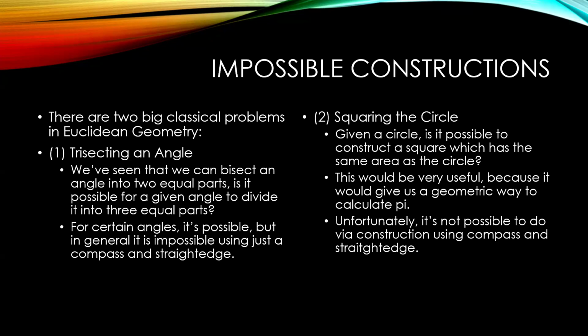Another one is squaring the circle. And so given a circle, is it possible to construct a square which has the exact same area as that circle? This would be very useful because it would give us a geometric way to calculate pi, but it's not possible. It's not possible to do via constructions using compass and straight edge, at least. And so this was a problem which people were trying to figure out for a very long time with no luck.